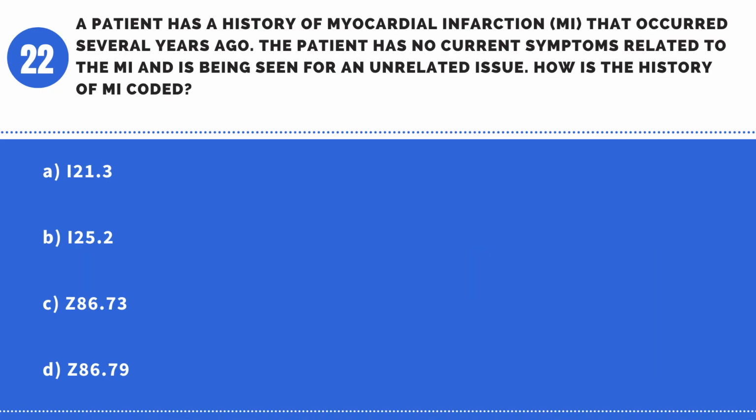Question 22. A patient has a history of myocardial infarction, MI, that occurred several years ago. The patient has no current symptoms related to the MI and is being seen for an unrelated issue. How is the history of MI coded? A. I21.3. B. I25.2. C. Z86.73. D. Z86.79. Answer: C.